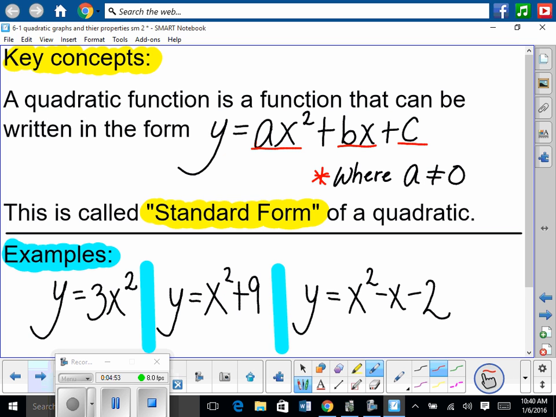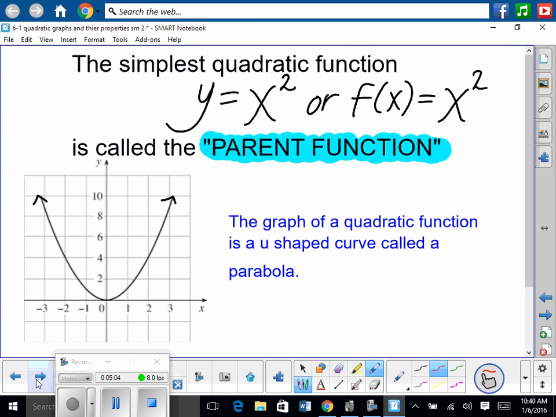Here's another example. Y equals x squared minus x minus 2. This is in standard form. We have each piece. Ax squared plus bx plus c. Are we all good with that? Just what a quadratic looks like in general. We're just getting familiar with quadratics, okay?